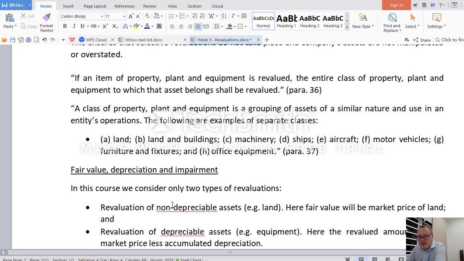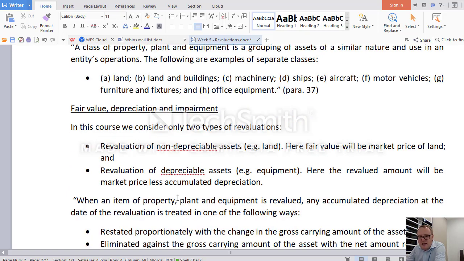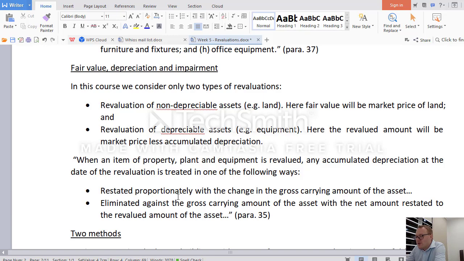But if there is a depreciable asset, then you need to decide what you're going to do with accumulated depreciation. In other words, you purchase the asset, then 3 years have passed, the depreciation has accumulated, so now after 3 years you want to revalue this asset. What are you going to do with accumulated depreciation? You have to do something with it.